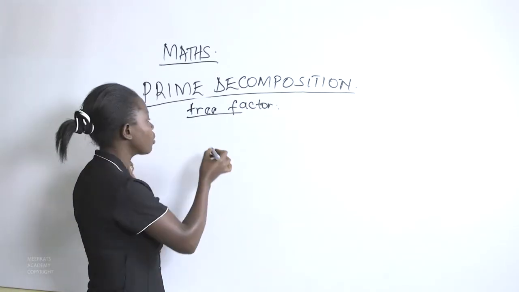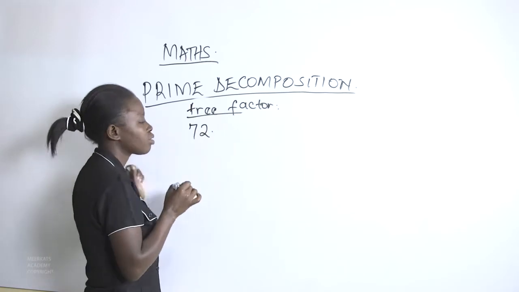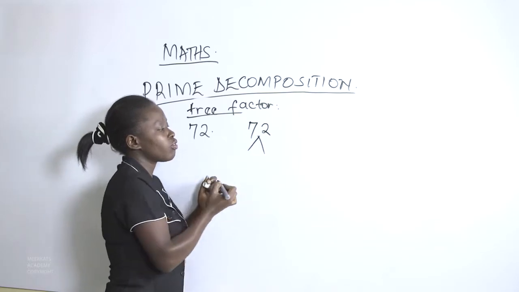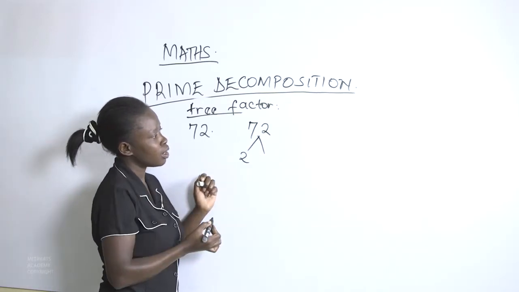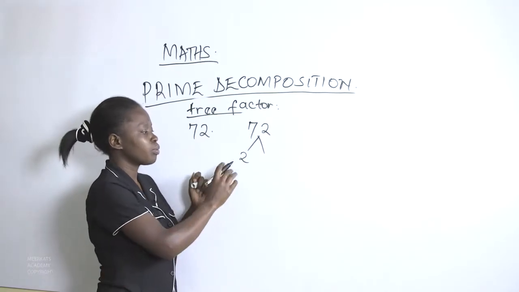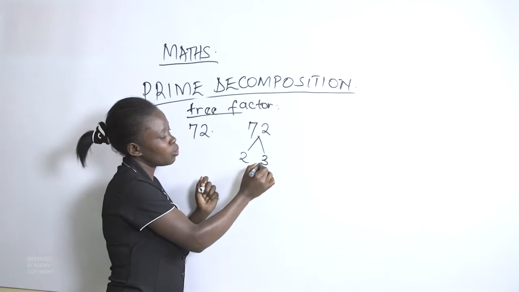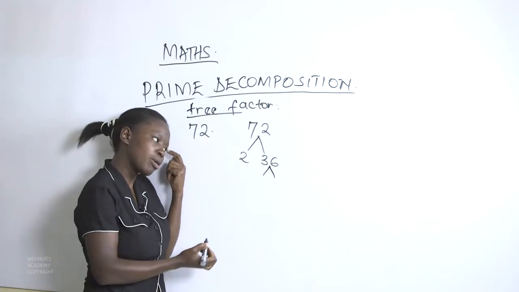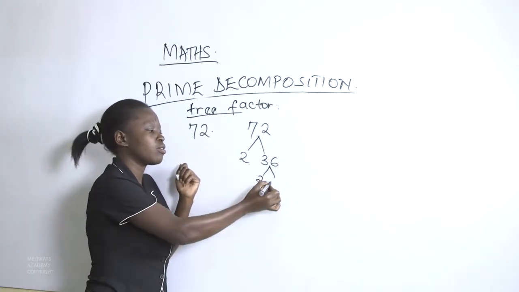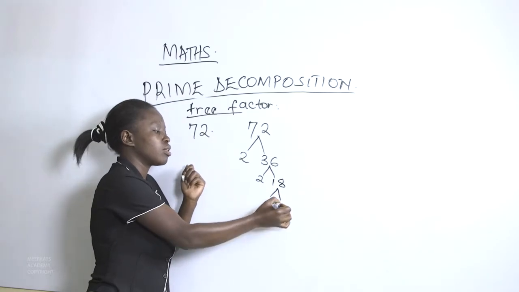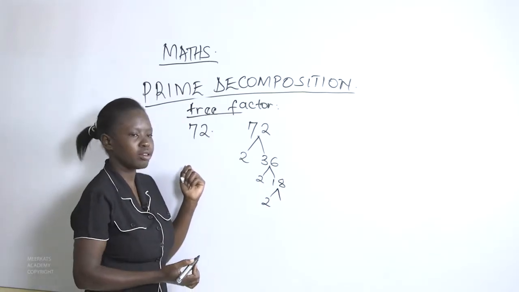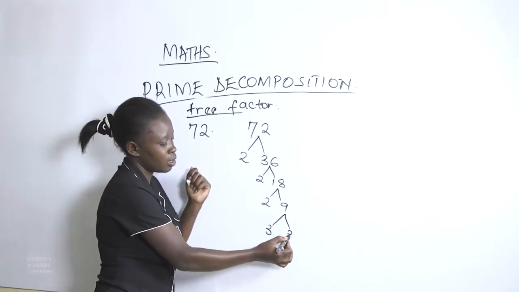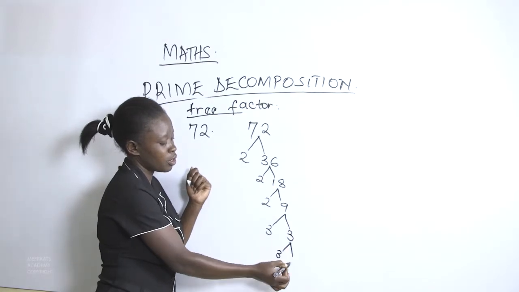Another number we can work with to get its prime factors is 72. The first prime factor is 2. 2 into 72 is 36. Still 2 into 36 is 18. Still 2 into 18 is 9. The next prime number is 3. 3 into 9 is 3. Then 3 into 3 is 1.